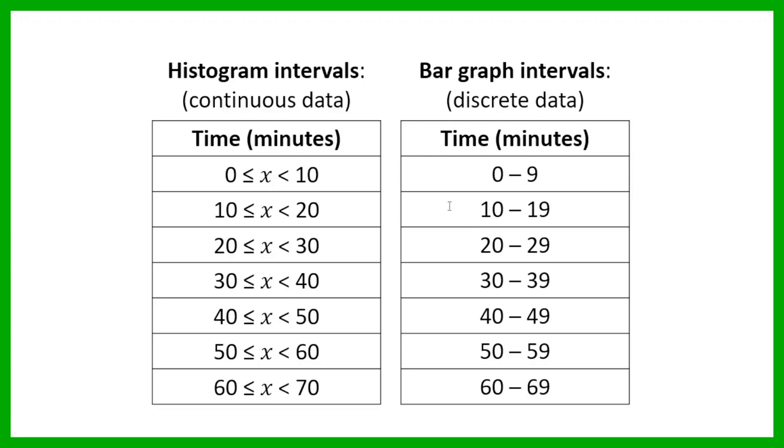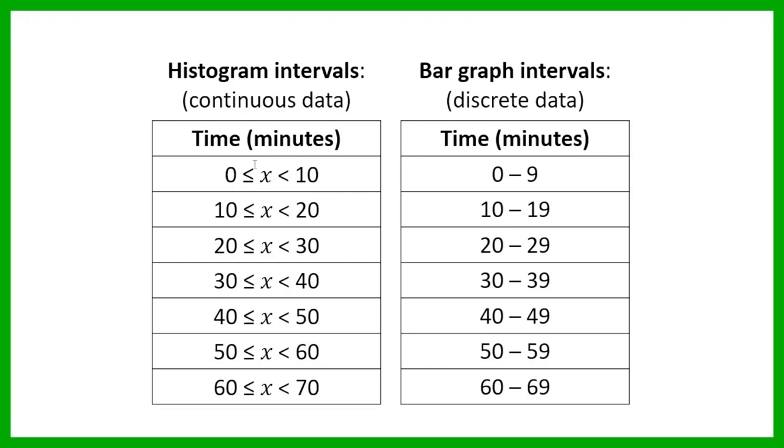Over here, this interval ended at 9 and this one ended at 10, so there could be nothing in between the 9 and the 10. So what happens if you have a value of 9.5 or 9.8? You have to have allowance for that when you're working with continuous data. So for continuous data, our intervals look different because we are allowing for all decimal values up to the number 10, but not including the number 10 in the first interval.